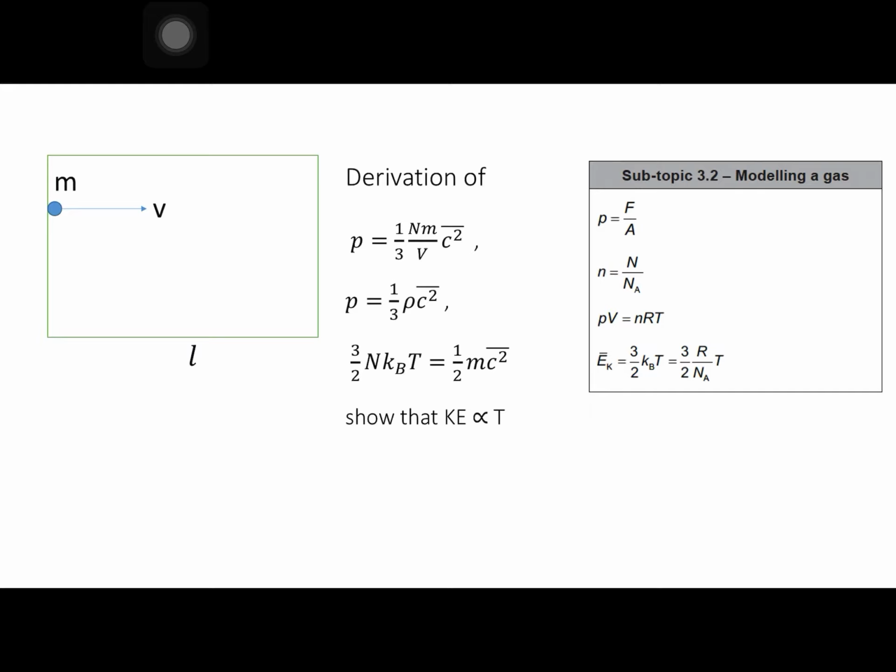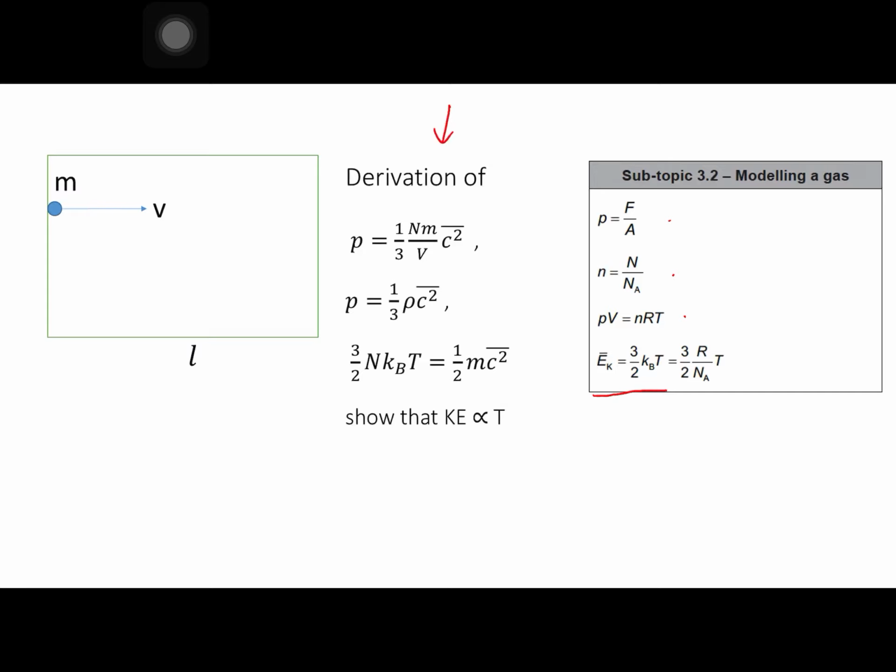have read the textbook. So in the last lesson we've already mentioned that pressure equals force over area. The number of moles is equal to the number of particles over Avogadro's constant. We've also learned that PV equals nRT. So today we're going to learn how to derive kinetic energy. KE, our kinetic energy, equals 3/2 kBT.